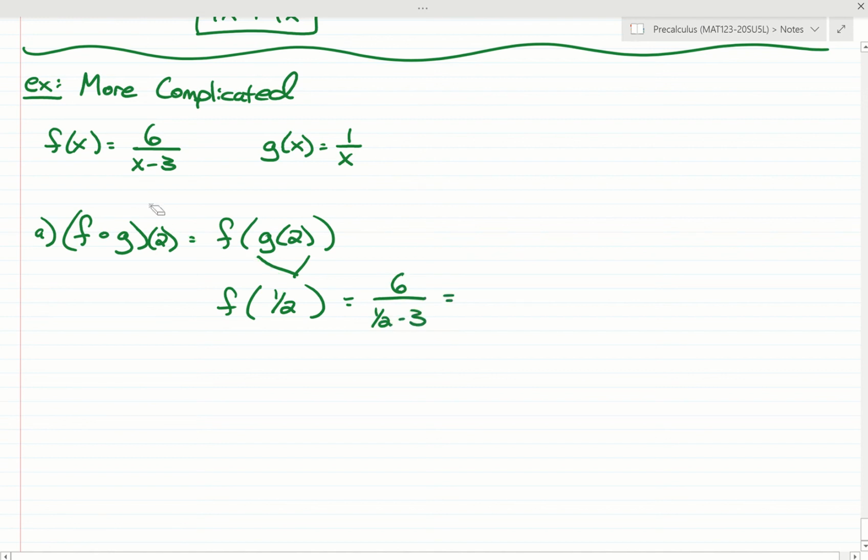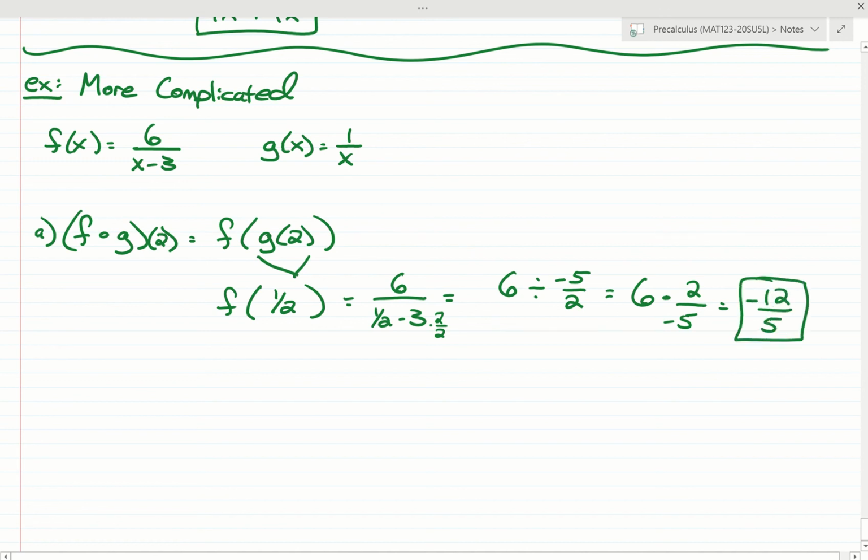And now we have some simplifying to do. Well, let's get a common denominator. So 3 is the same thing as 6 over 2. So we're going to have 6 divided by 1 over 2 minus 6 over 2, which is negative 5 over 2. And when you're dividing by a fraction, that's the same thing as multiplying by the reciprocal. And that would be the answer for this.